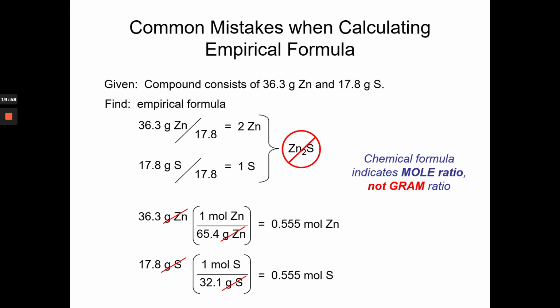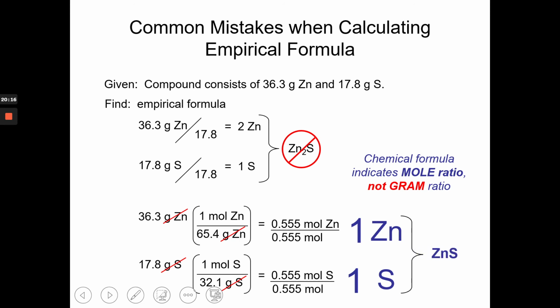Well, that's step 2. Step 3 said divide by the smaller number of moles. In this case, 0.555. Well, if you do that, you get 1 for both of these. You get 1 zinc and 1 sulfur. Putting that together, we get the compound we're looking for, zinc sulfide. Now, if you have just finished a unit on nomenclature, you remember zinc is +2 and sulfur, 2 away from the noble gas argon, is -2. So the formula should be ZnS, not Zn2S.